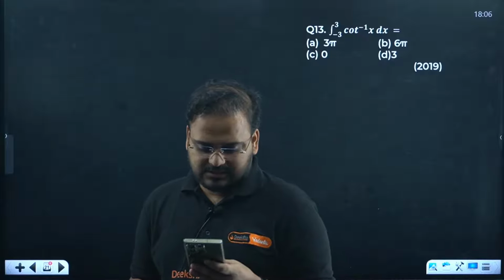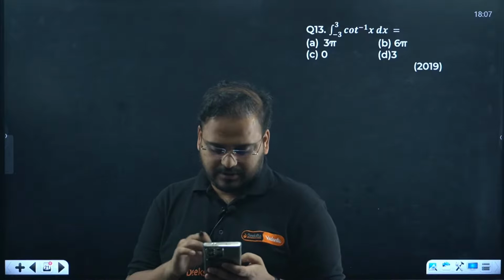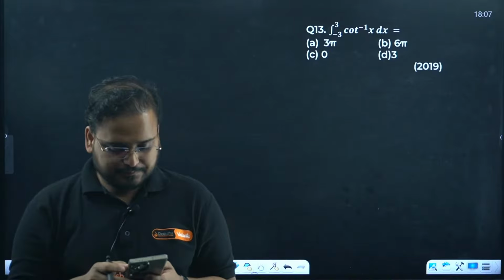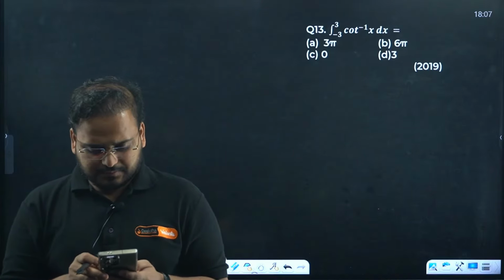Is plus cos x, Shiksha is saying. I'll check, guys. Don't worry about that, I'll check. For now, you guys can solve this question, the 13th one. Can you all please solve this question?